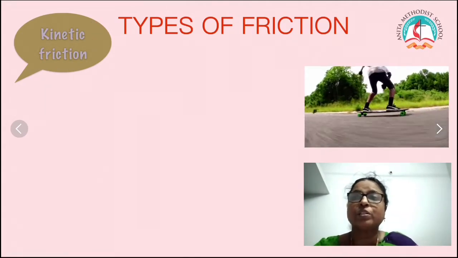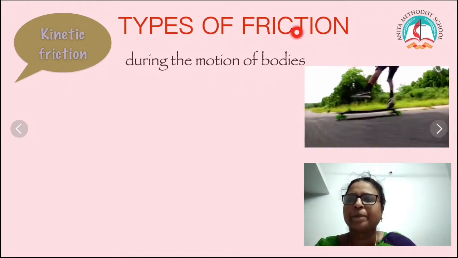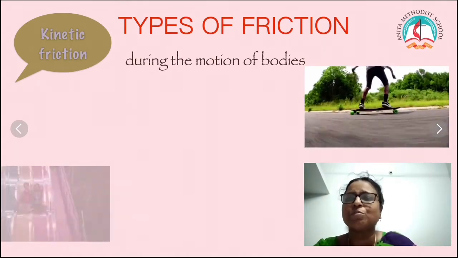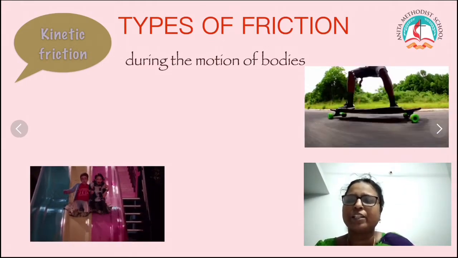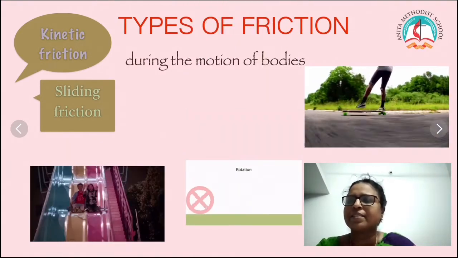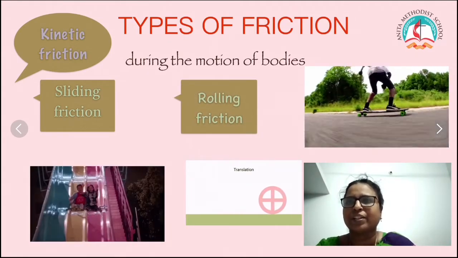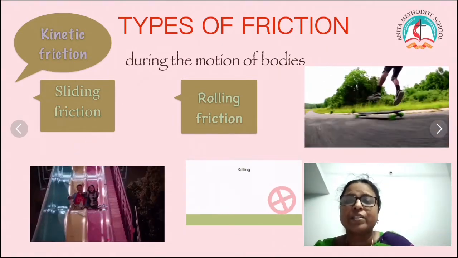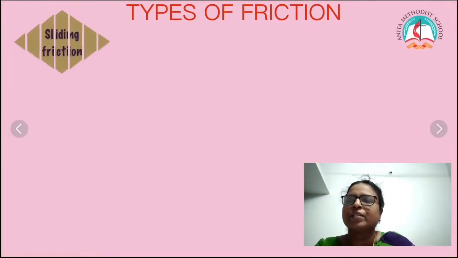The kinetic friction can also be divided into two types. What are they? Friction exists during the motion of the bodies, and there are two types of kinetic friction. One is, look at the picture and see. This is sliding friction. Then the other one, what is this friction called? Rolling friction. So what are the two types of kinetic friction? Sliding friction and rolling friction. So what is next?